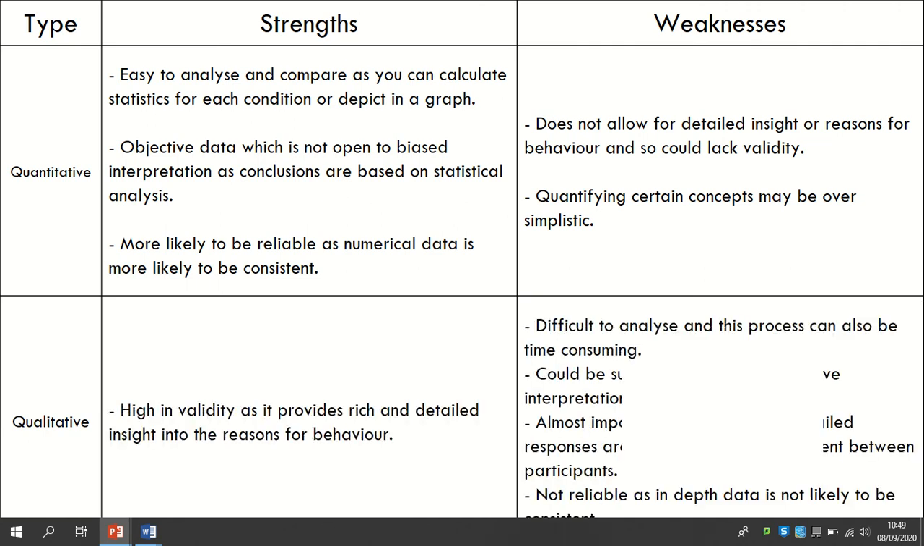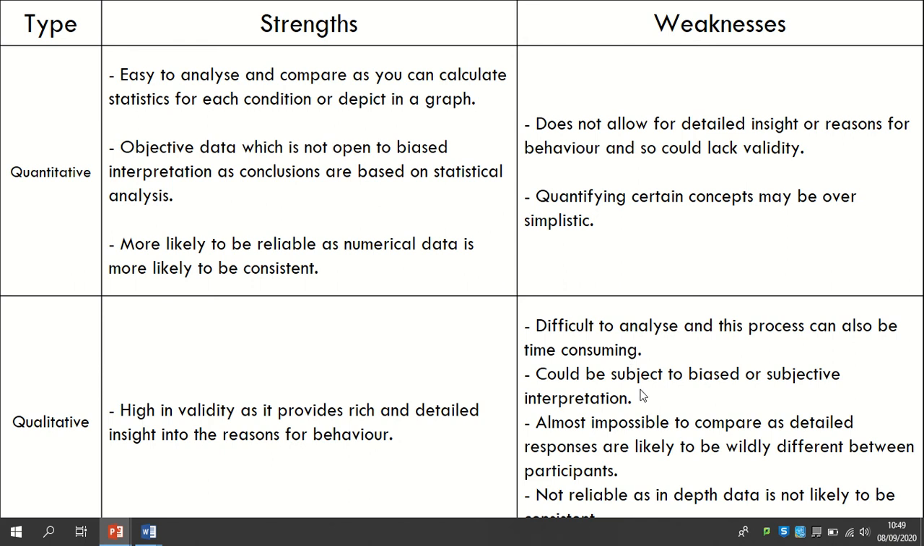Now for qualitative data, the strengths and weaknesses are basically the opposite to quantitative. So the strength is that it's high in validity as it provides rich and detailed insight into the reasons for behaviour, but the weaknesses include it's difficult to analyse. So rather than being easy to analyse like quantitative, it's more difficult to analyse and quite time consuming because everybody could have a different opinion.